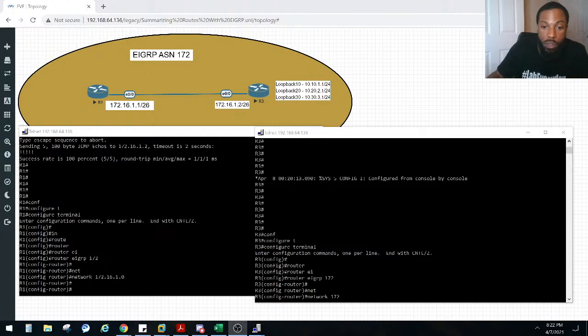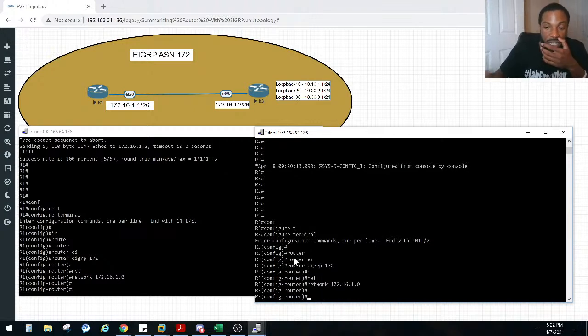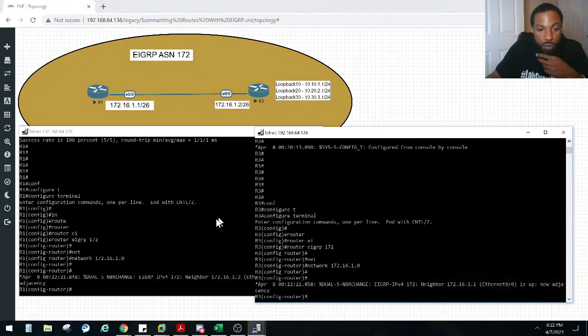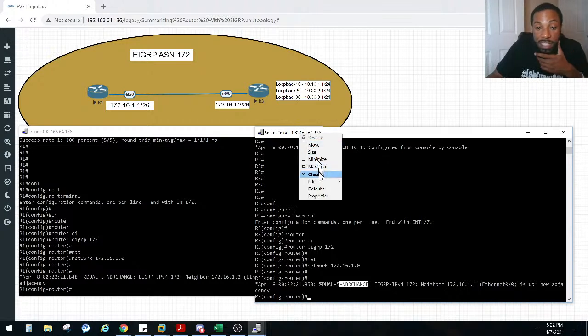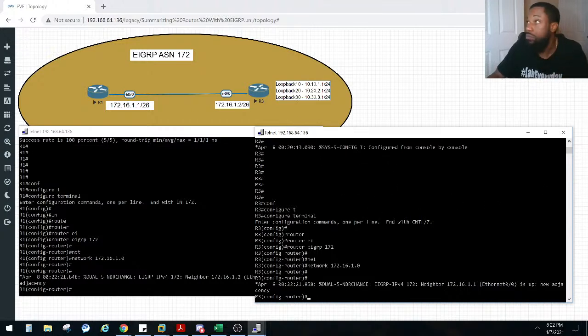And let's go ahead. We said network 172.16.1.0. We should theoretically have EIGRP come up, right? Remember the DUAL algorithm? I forgot what this meant right here. I need to look this up, because I want to know what NBR changes actually stands for. Does anybody know? NBR change, or is that number change?